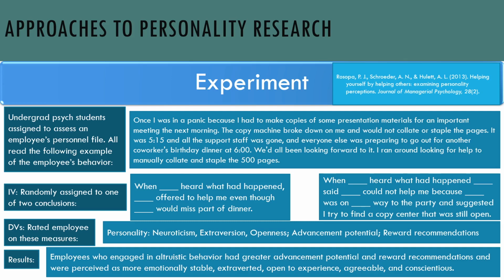So this is what we call an experiment, where the researchers had control over the end of the story for the participants, right? For the undergrad students who read the employee file. And then they were able to discover that with just that one little manipulation, presenting the employee as altruistic or presenting the employee as kind of unhelpful, the undergraduates rated them differently on personality traits. They thought they were more emotionally stable, more extroverted, more open to experience, more agreeable, and more conscientious.